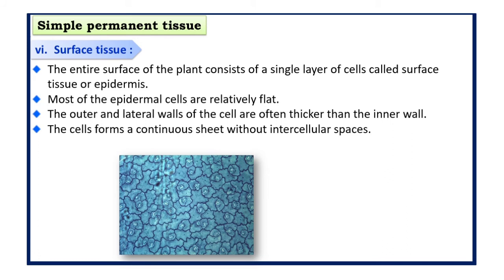You can see there is a continuous sheet which is formed here, and because of this continuous sheet there is no space left. So it is a continuous sheet without spaces between the cells. The main role is that it protects all parts of the plant. The main function is the protection of the parts of the plant.